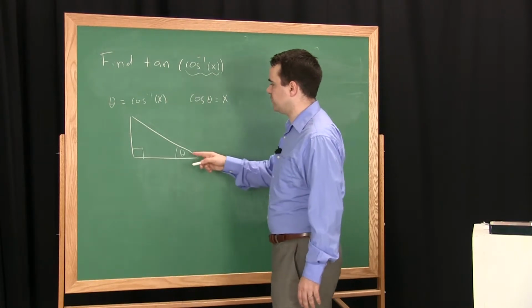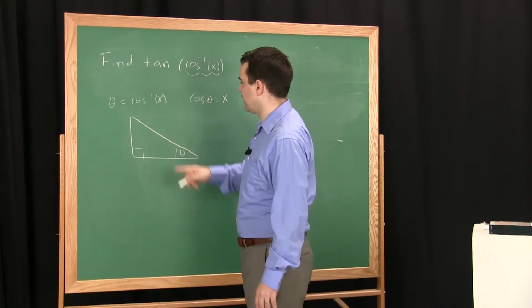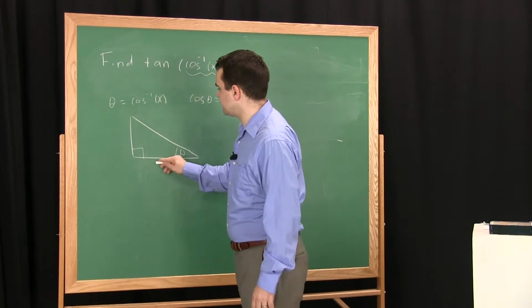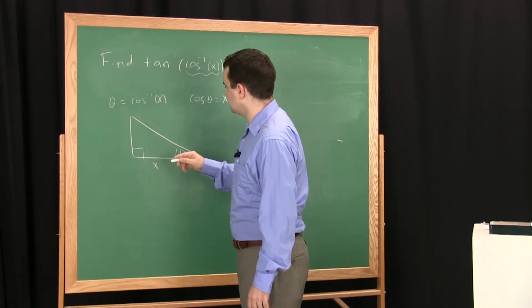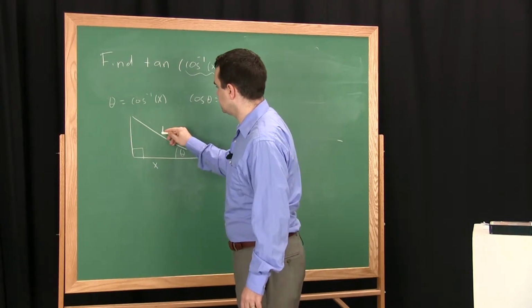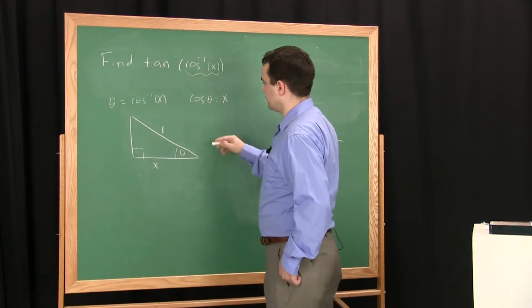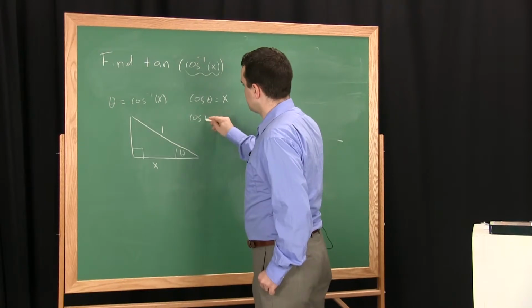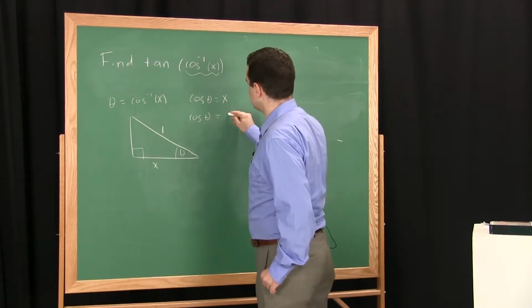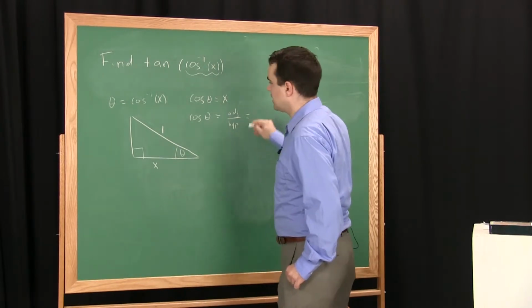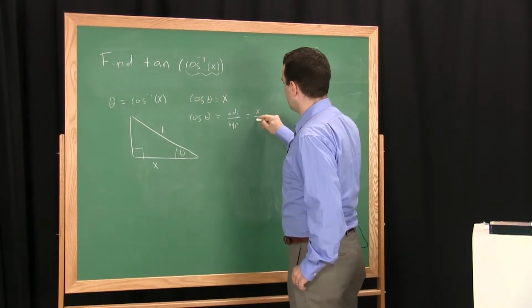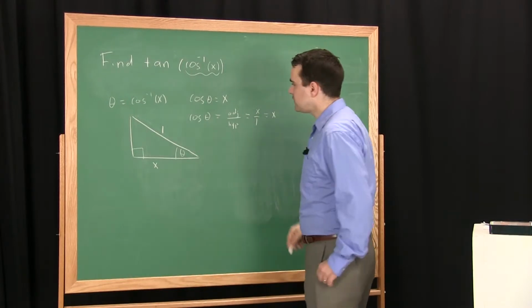And so how can I do that? Well, cosine is going to be adjacent over hypotenuse. So what I might do is I might just label this side equal to x and hypotenuse equals to 1. So then calculating out cosine, that's adjacent over hypotenuse, and that's just going to give me x over 1 equals x.